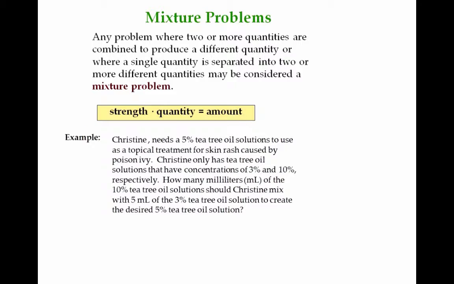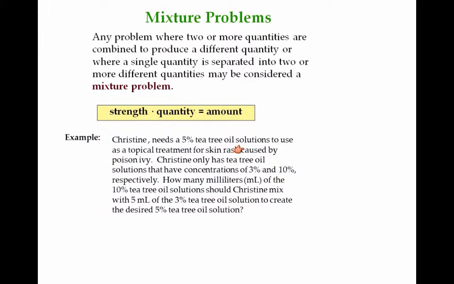A mixture problem. Any problem where two or more quantities are combined to produce a different quantity, or where a single quantity is separated into two or more different quantities, may be considered a mixture problem. So strength times quantity is equal to the amount. That's what you want to use. So let's take a look at this example.